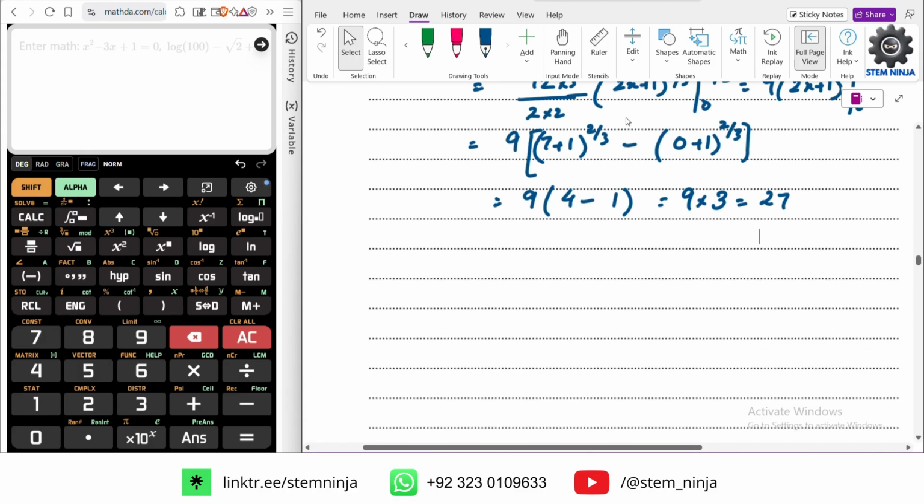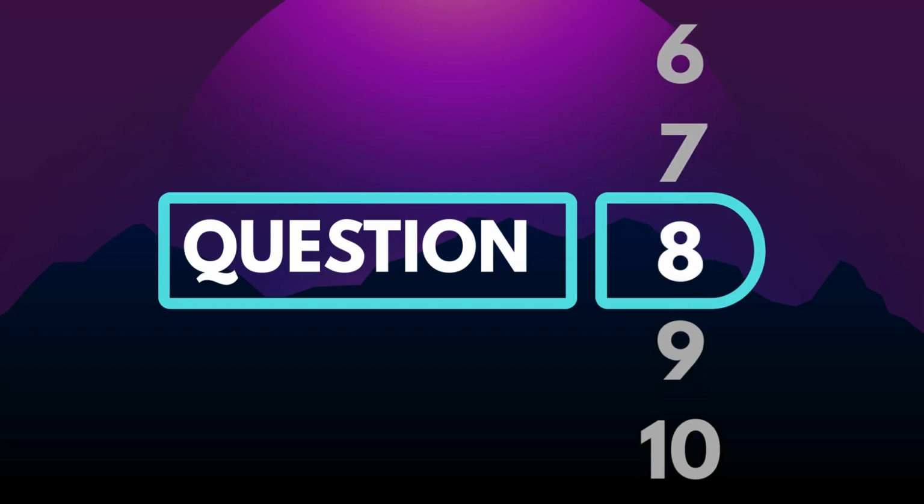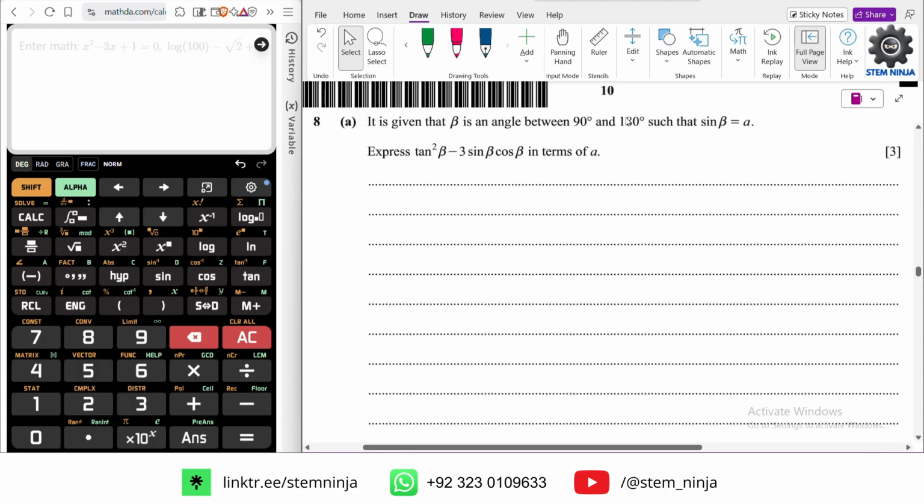Okay, so let's move on to the next question. Question number 8. It is given that beta is an angle between 90 degrees and 180 degrees such that sine beta is equal to A. Express tan squared beta minus 3 sine beta cos beta in terms of A.